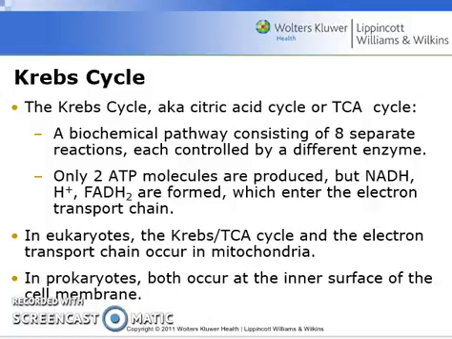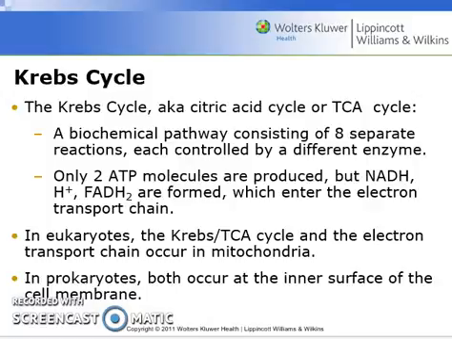The importance and significance of the Krebs cycle is to generate what we call electron carrier molecules. Those electron carrier molecules are referred to as NADH, H+, and FADH2. These products are formed in the Krebs cycle and are used in the next cycle, which is known as the electron transport chain.